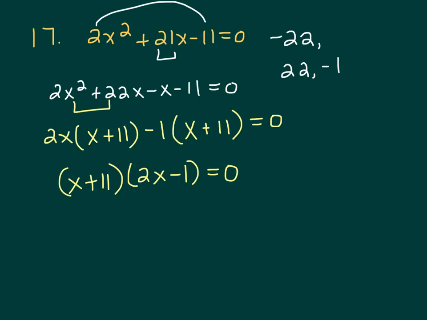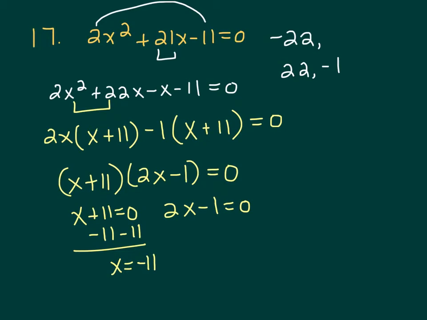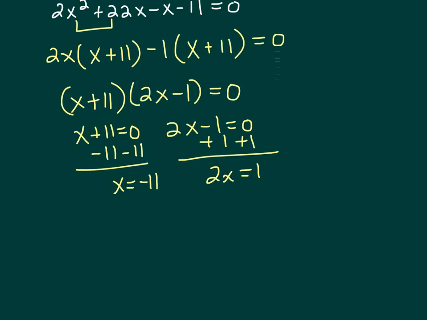Equal to 0. Now we solve, set each factor equal to 0. Our two binomial factors. Here's our easy one. X equals negative 11. And here's one that includes more work. So 2x equals 1. Divide by 2. And x is equal to 1/2. Final answer in solution sets, least to greatest, negative 11 and positive 1/2.